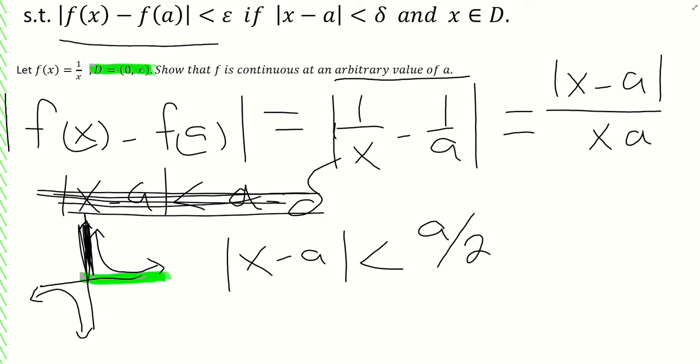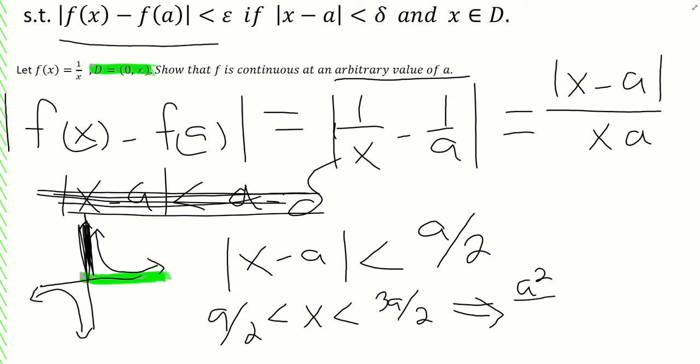And then once you get to this point, you're going to decompose this kind of like we did the other problem. So if x minus a is always less than or equal to a over 2, well then you know that x is always between a over 2 and 3a over 2. And so then if we take this one step further, you would have that a squared over 2 is less than xa, which is less than 3a squared over 2. And my apologies, that should be xa.